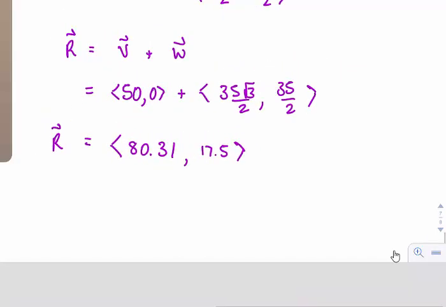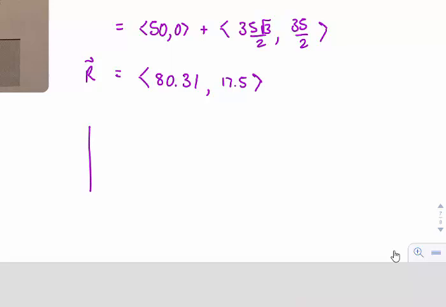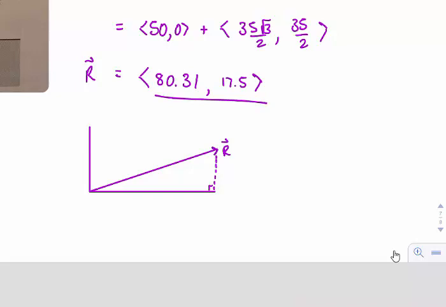Now, all I need to do is find the magnitude and the direction. Just so you know, the magnitude, we have a formula for that. In order to get the direction, I'll just draw this vector on its own little plane over here. So here's vector r, and when I find the direction, it's really nice to set up a right triangle, which is what I'm going to do here. So I'm going to draw a little right triangle using my vector. Now, vector r, again, is 80.31 and 17.5. So this is going to be 80.31, and this is going to be 17.5, and I want to find the direction. So I want to find theta.